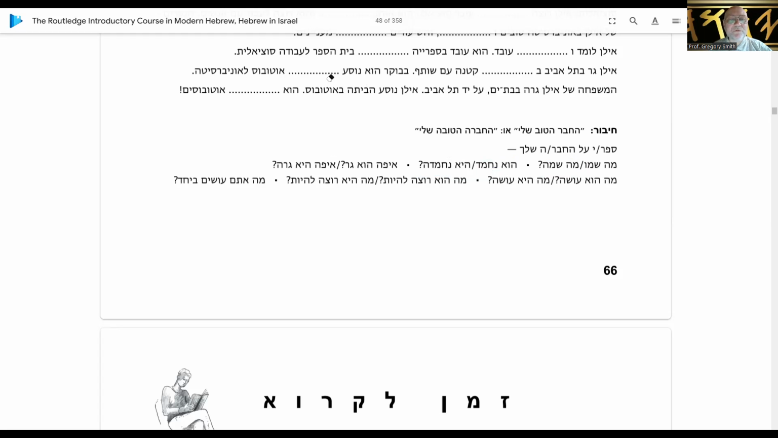Okay, let's see what this one is here. Efo hu gar. Okay, so where does he dwell? Where does he live? Okay, so let's put this in a masculine. We could put hu gar badira katana. Yeah, he lives in a small apartment. Hu gar badira ktana.